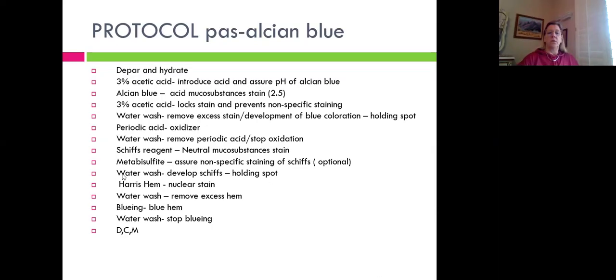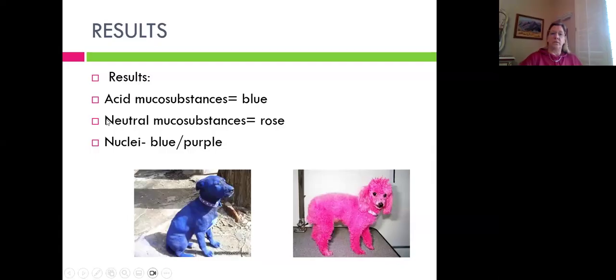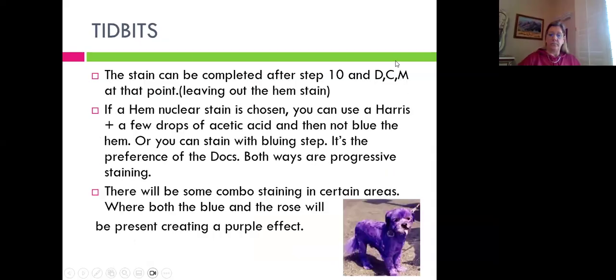Okay, so water wash to develop the Schiff's. Then you're going to go into a Harris hematoxylin. That's going to be your nuclear stain. You're going to water wash to remove the excess hematoxylin. You're going to blue it. You're going to water wash to stop that bluing, and then you're going to DCM. So your results. Your acid mucosubstances are going to be blue, and your neutral mucosubstances are going to be rose, and your nuclei are going to be purple.